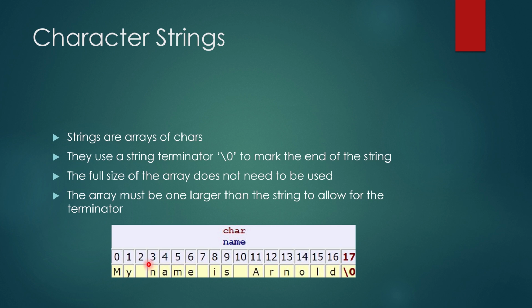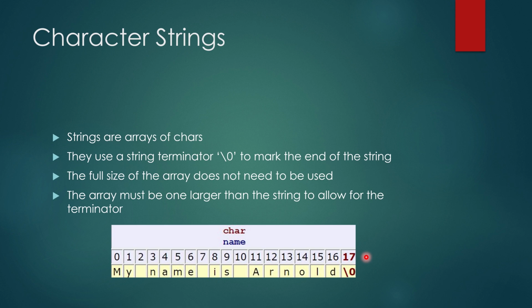So down here we've got a character array called name, and here are its indices, going from 0 up to 17. And there are the values. My name is Arnold, followed by the string terminator, which is your \0. Note that the spaces are in there because a space is a real character. A lot of people think, oh, it's nothing, you can't see it, it's not really there. But as far as we're concerned, a space is a real character. So that's how you would store a string in an array.